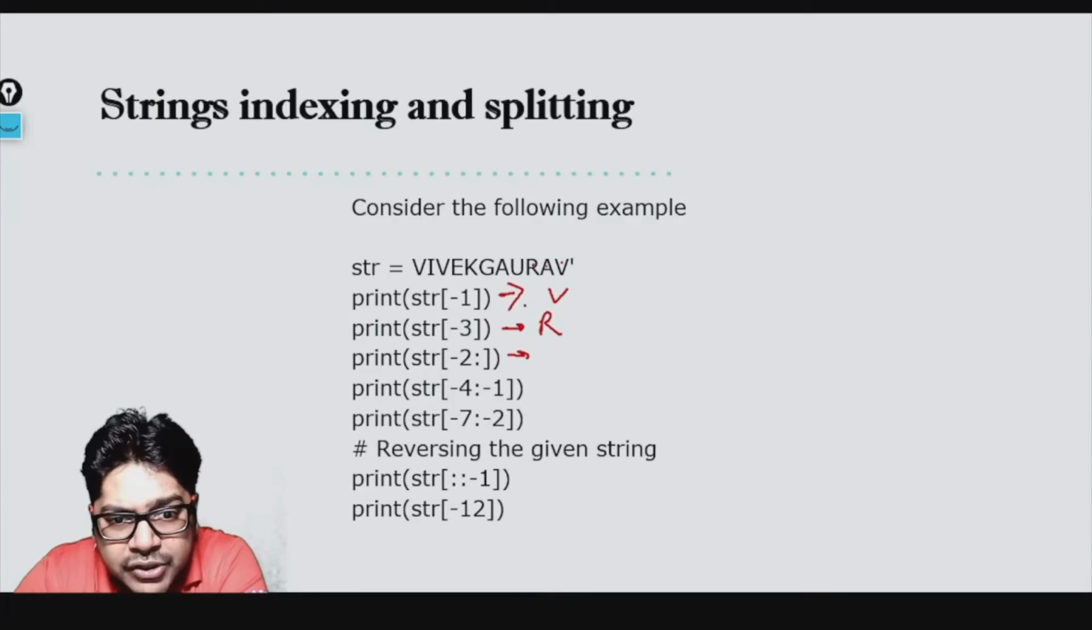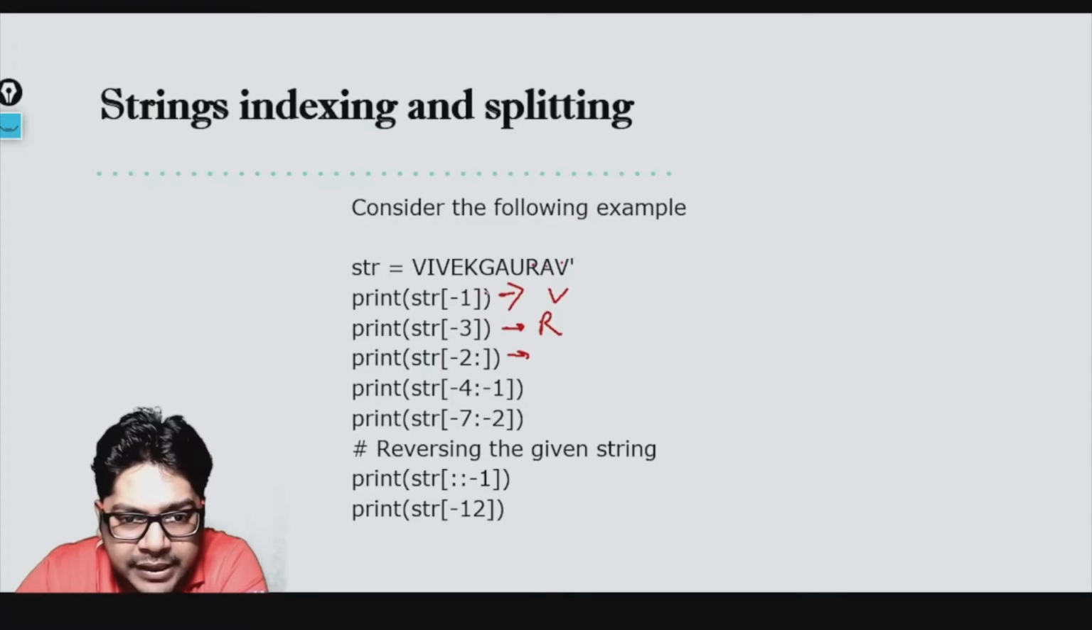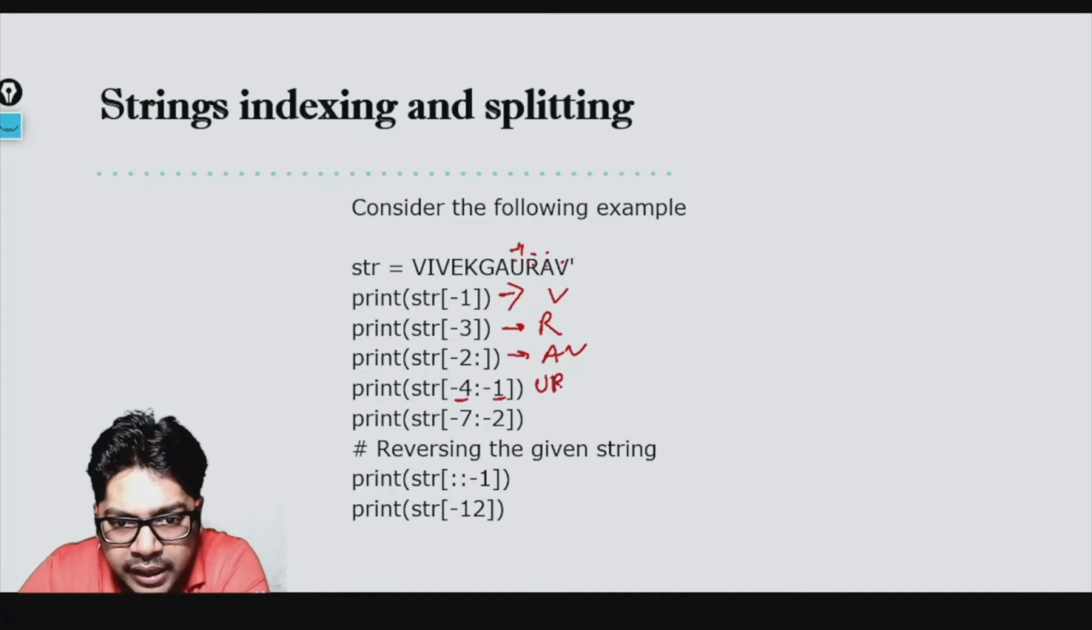If you write -2 colon everything, from the -2 position you start and you go till the end. So -2 is what? This is -2, right? This is -2, -1, -2, you should get AV. And if you are starting from -4 and going till -1, so -4 is 1, 2, 3, 4, this is -4, so you will get A.